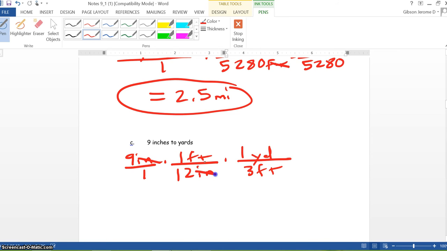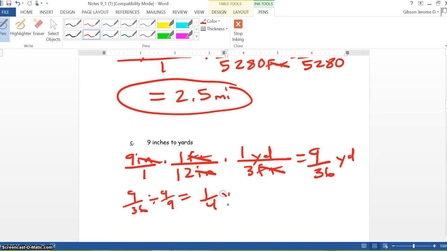So now we simplify out inches and feet. And when we multiply, we will have 9 over 1 times 12 times 3, which is 36. And this is yards. Now 9 and 36 both have 9 in common. So we divide both by 9. And that will give us 1/4 yard. Now 1/4, when we convert that to a decimal, is 0.25. And it's yards. And we're done.